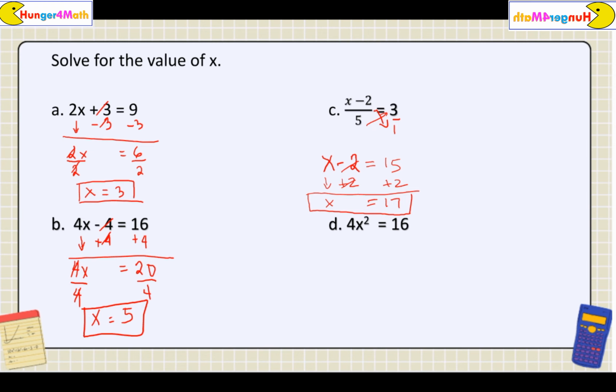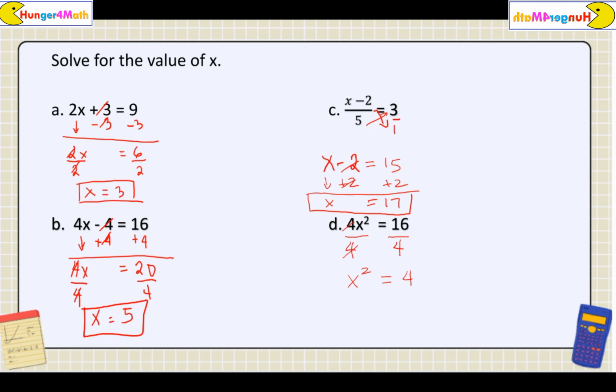Letter D, we have 4x squared is equal to 16. Here, it's better to eliminate first the numerical coefficient before the power. So divide both sides by 4, since 4x squared is a multiplication. So 4 divided by 4 is 1 times x squared is x squared. Then equal 16 divided by 4 is 4.